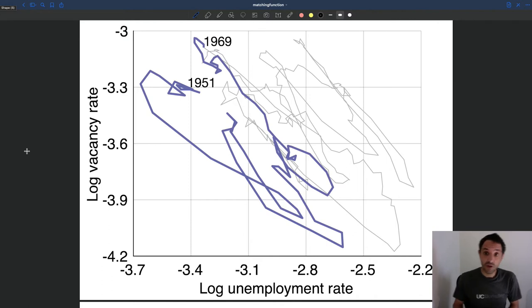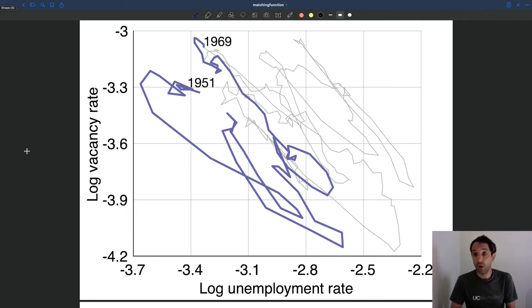And now what's very interesting about unemployment and vacancies is that they move together in a very special way. That's something that we'll see within many countries, and that provides a lot of information when we try to build a model of the labor market. So we've seen that vacancies are pro-cyclical, right?